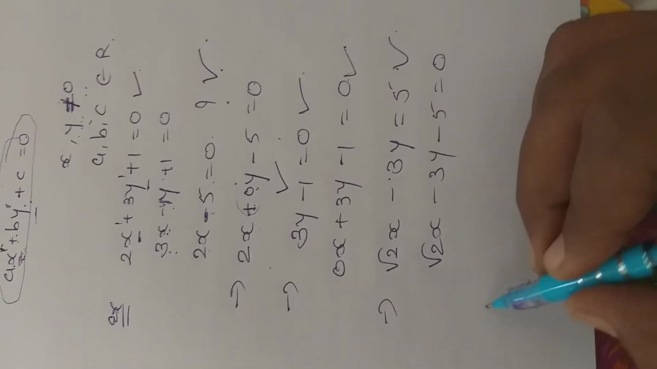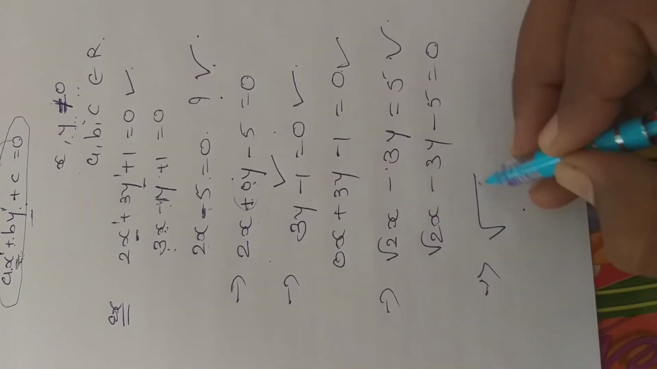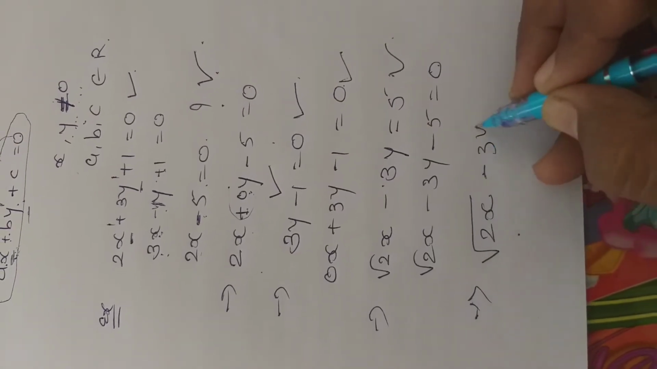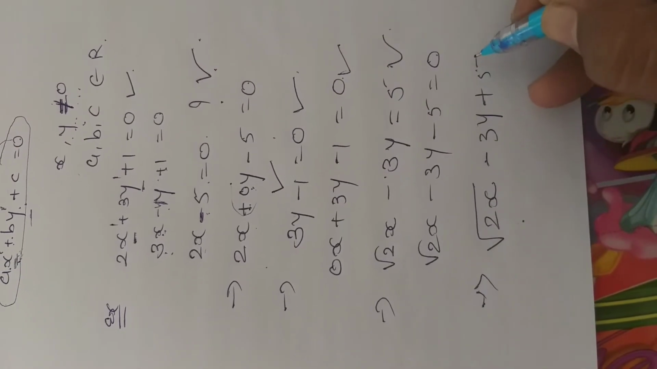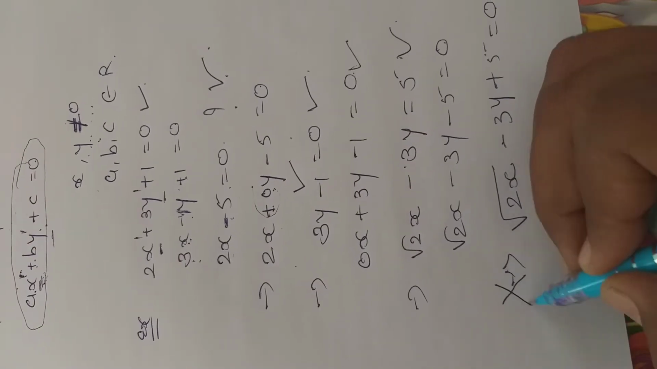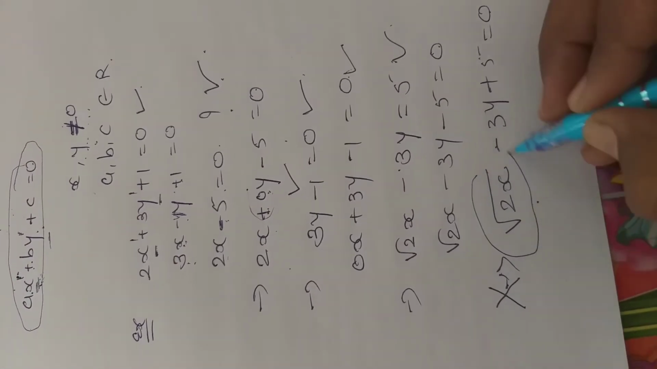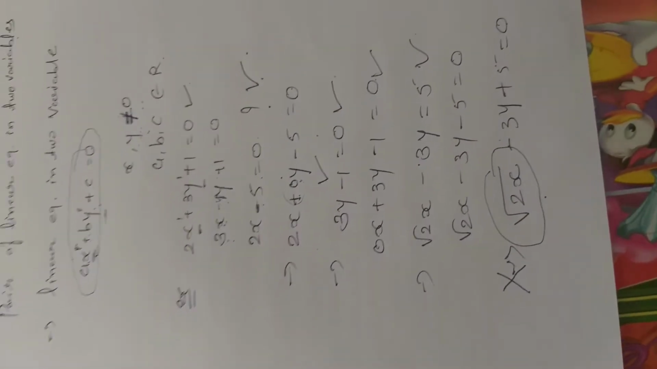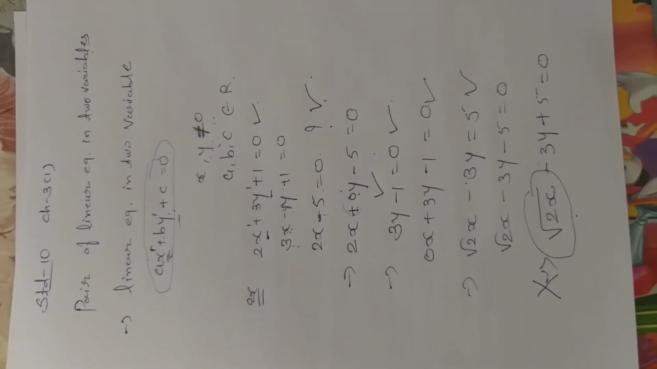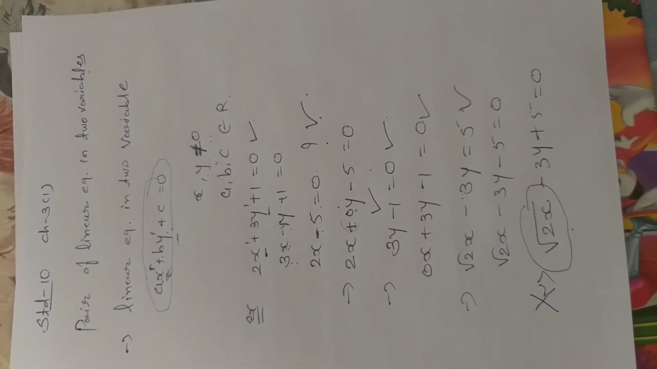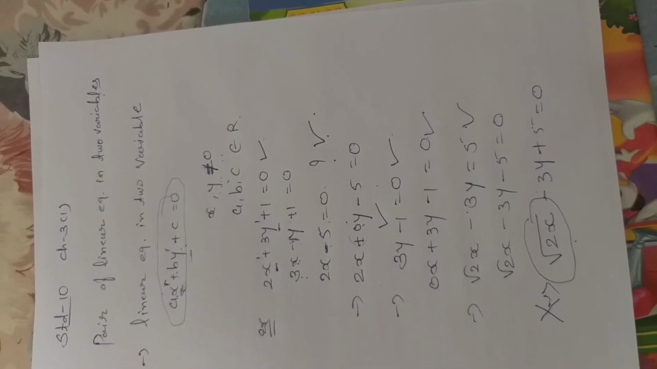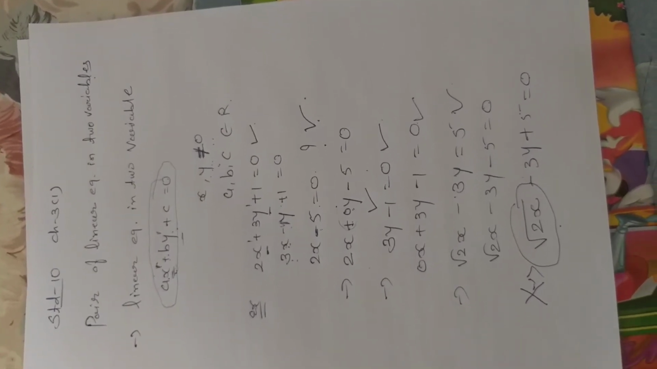But if I write like that, under root 2x minus 3y plus 5 or minus 5 is equal to 0, is it a linear equation in two variable? Remember, it is not a linear equation in two variable, because power of x is a fraction here. This is all that we have studied in standard 9. So now we are going to find the pair of linear equation, or how can we say that this is a pair of linear equation in two variable.